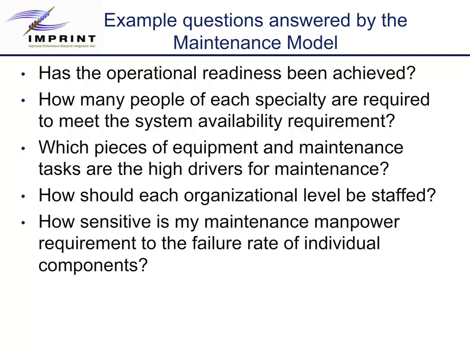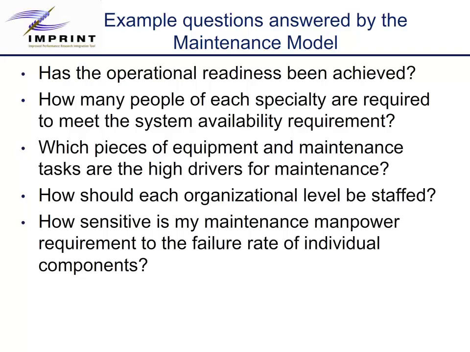Has the operational readiness been achieved? Will systems be available to deploy when scheduled? How many people of each specialty are required to meet the system availability requirement? IMPRINT allows you to run the model with or without crew limits. Running without imposing crew limits shows a maximum number of warfighters of each specialty required. Which pieces of equipment and maintenance tasks are the high drivers for maintenance? Where should investments be made to get the most bang for the buck?